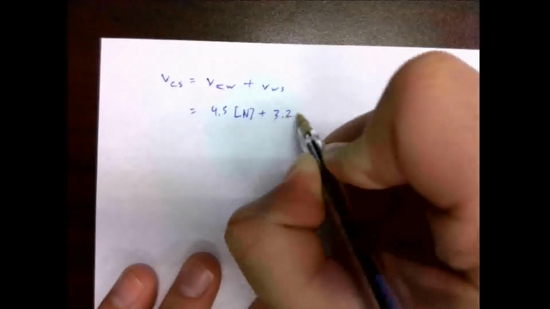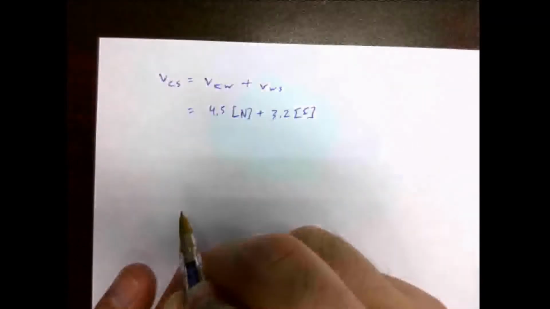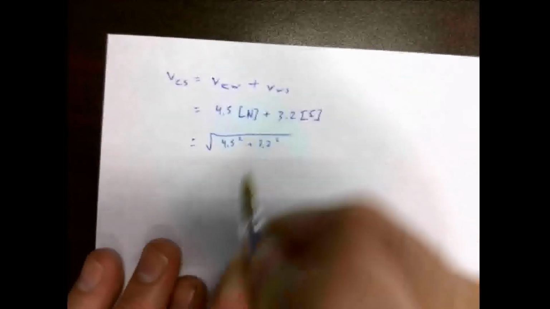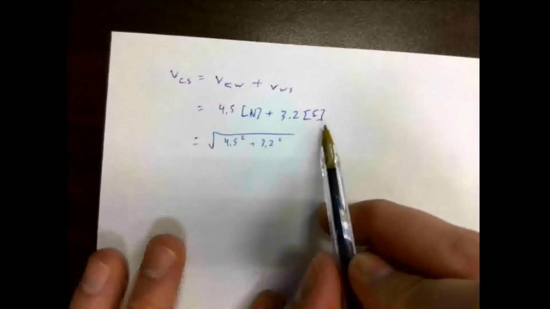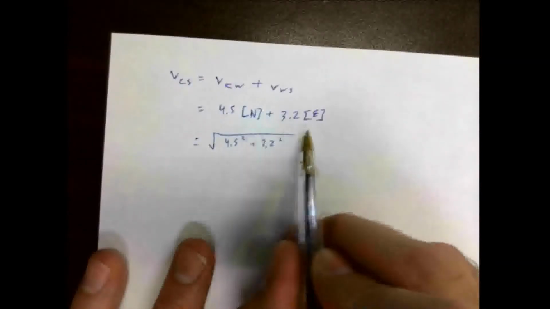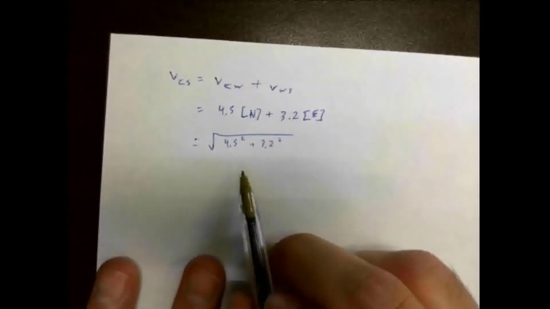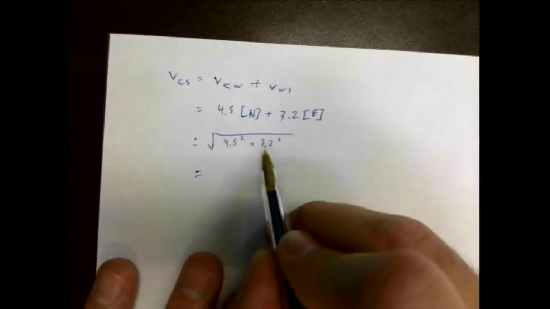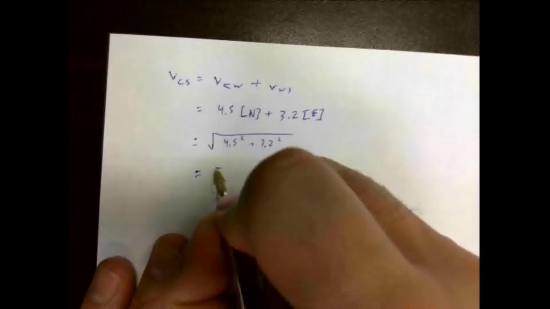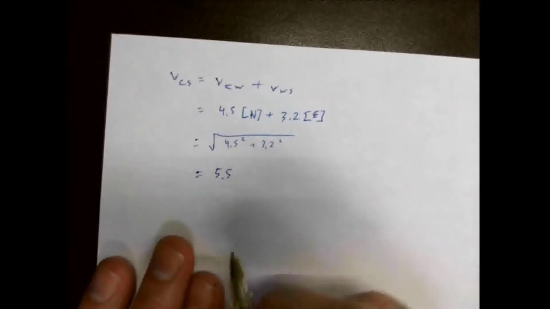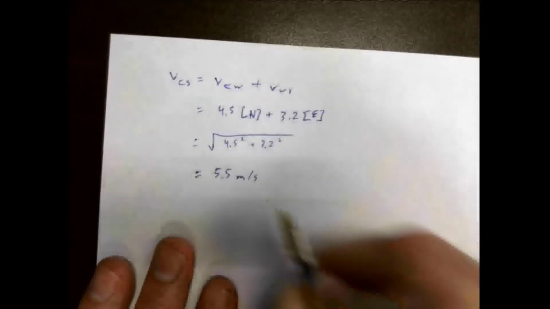plus 3.2 eastward. So what I can do here is go straight into my square root of 4.5 squared plus 3.2 squared. Because this is north and that is east, there's no way I can write this in such a way that they're both in the same cardinal direction. So when I find the square root of 4.5 squared plus 3.2 squared, and I round for significant digits, I end up with 5.5 meters per second.